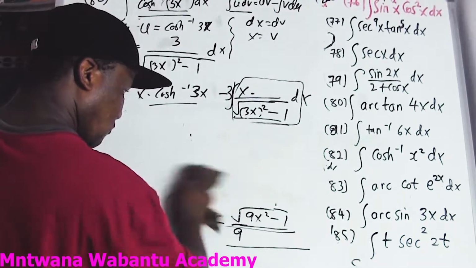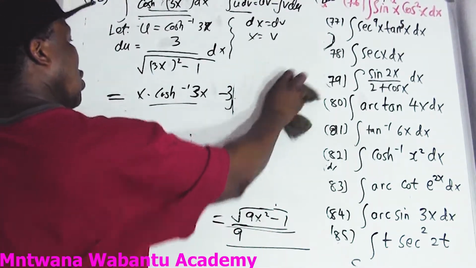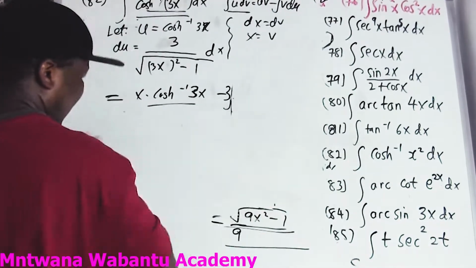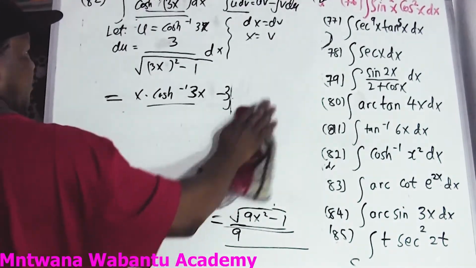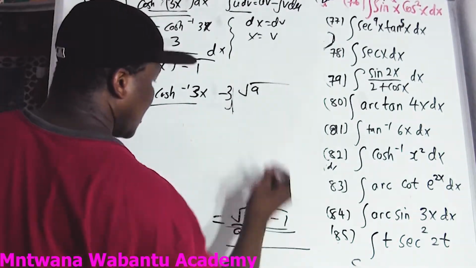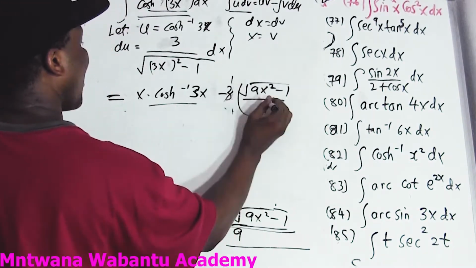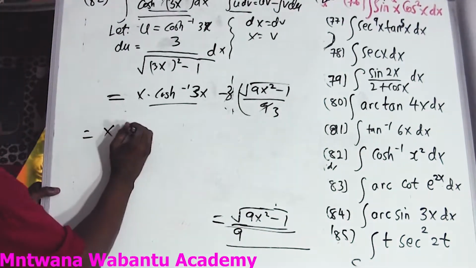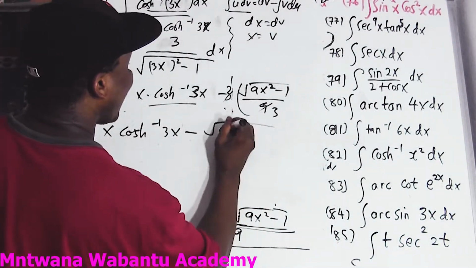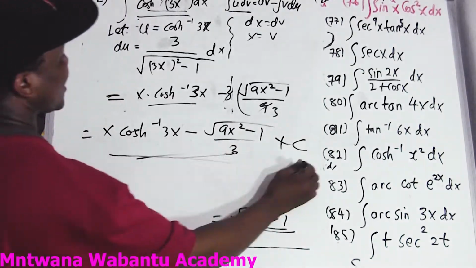So I'll replace this with the integral of 9x squared minus 1 over 9, by 3, 1 by 3. So now this is going to be x cos inverse of 3x minus, okay, 9x squared minus 1 over 3 plus constant.